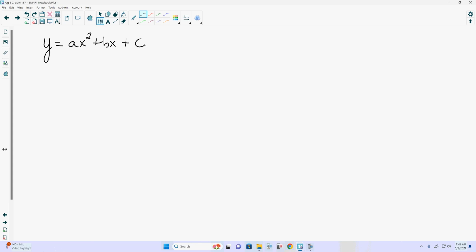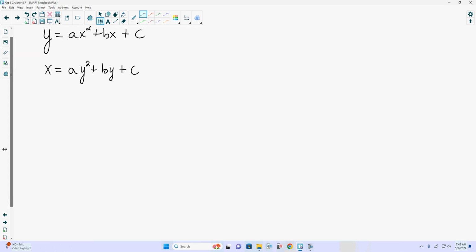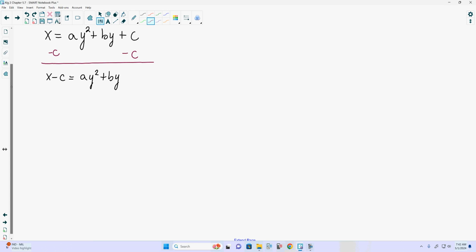Now, with an inverse, the first thing we would always do is switch our x and y. Because what we're doing to find the inverse is switching the input and output of the general function. So we have this here, x equals ay squared plus by plus c. Now, to find the inverse of this general form, we're going to get y by itself. We'd have x minus c is equal to ay squared plus by here. And now we're going to complete the square.